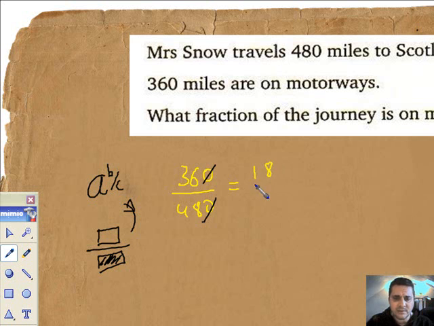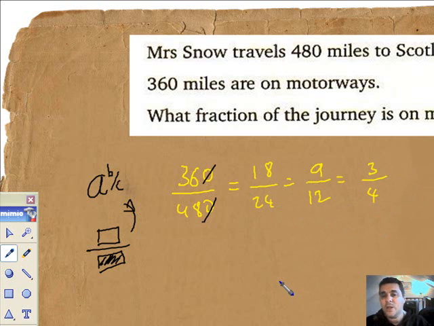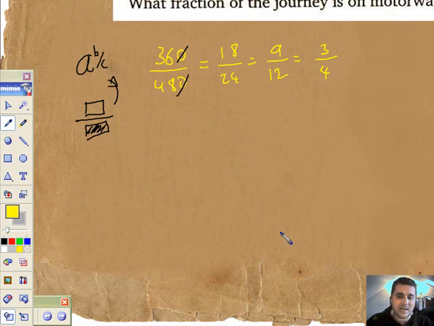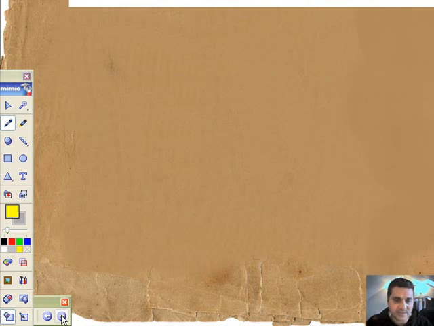If I halve it down, 18 divided by 24, I can halve it down again, 9 over 12, and now I can see clearly that 3's going. 3 goes into 3 once, 3 goes into 12 4 times, so 3/4 of the journey was done on motorways, so she can really put her foot down, couldn't she? So that's that question done. That's it, brilliant. Next one.